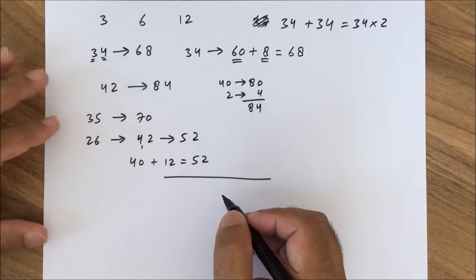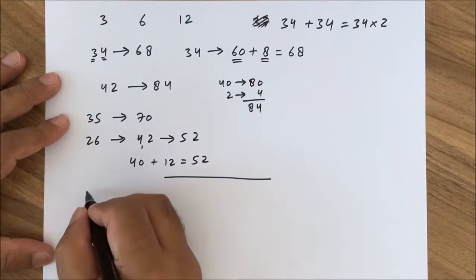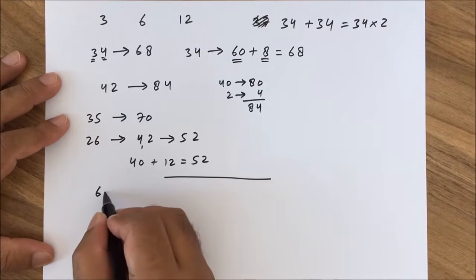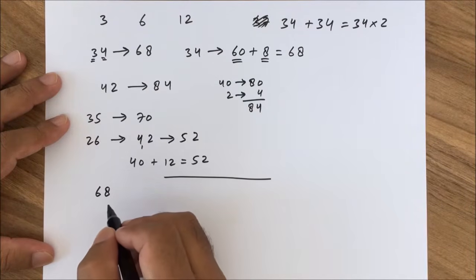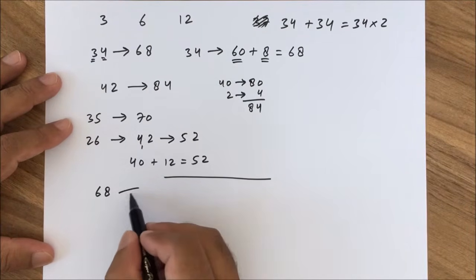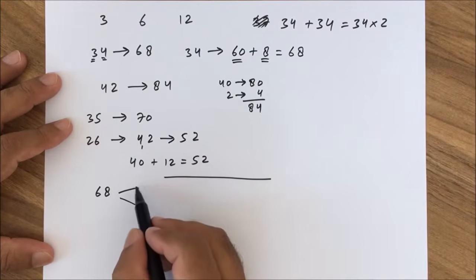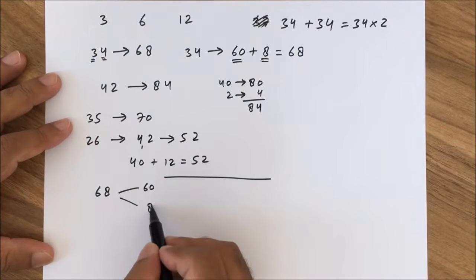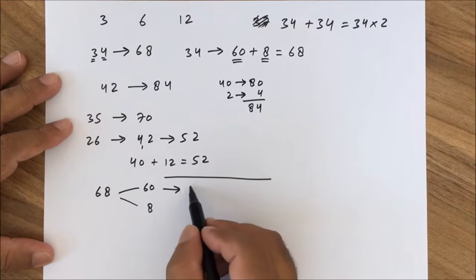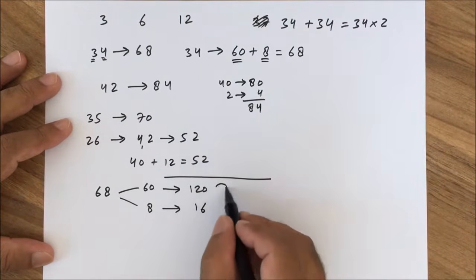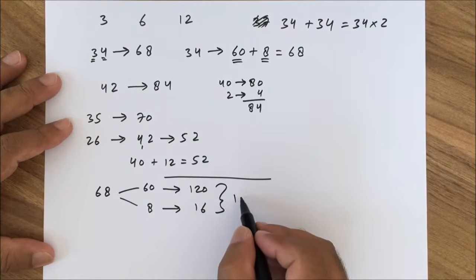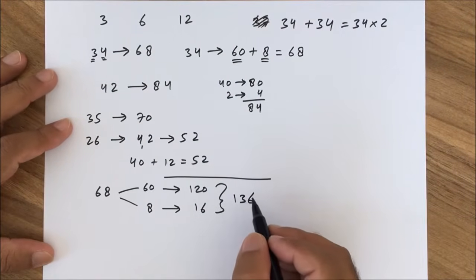Okay, let's do some more. Let's say you want to double 68. So 68 is 60 and 8, and double of 60 is 120 and double of 8 is 16. So that becomes 136.